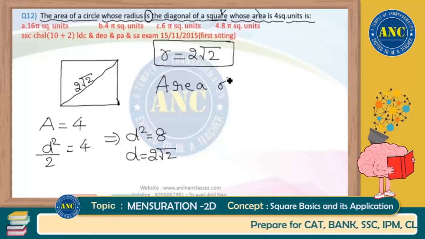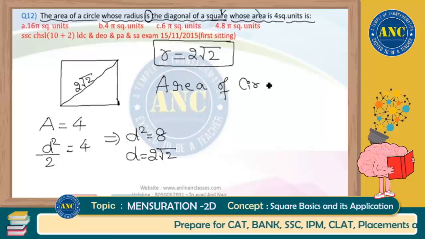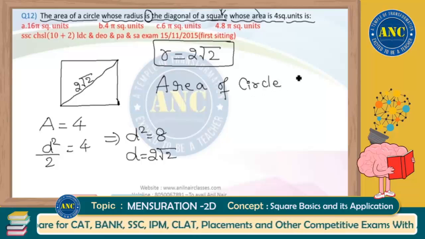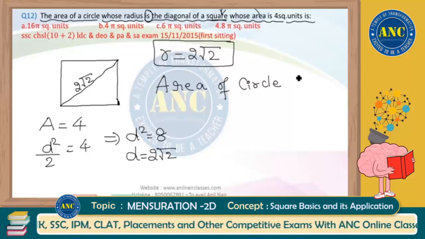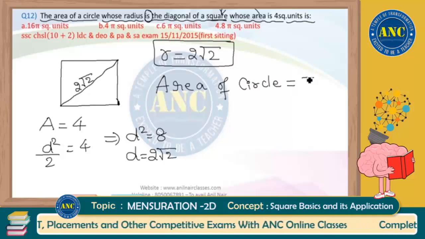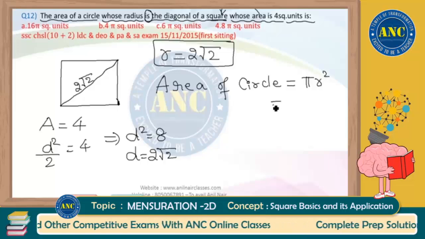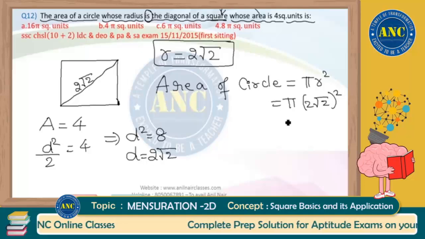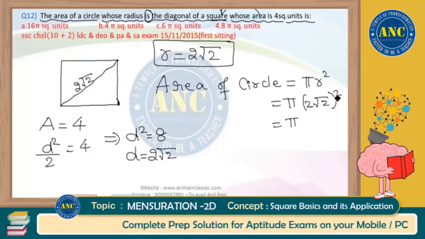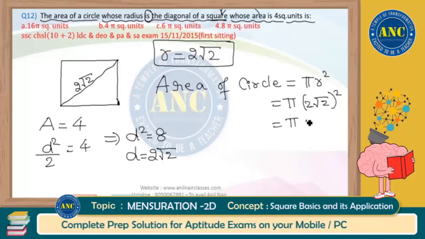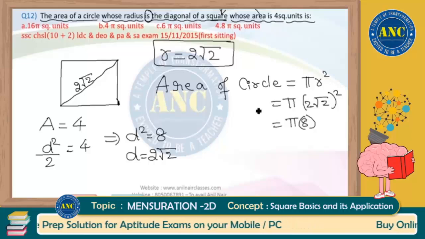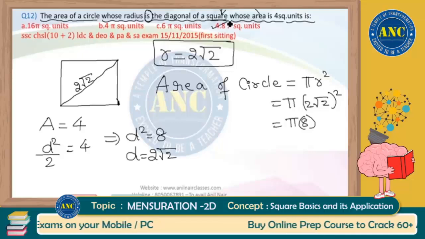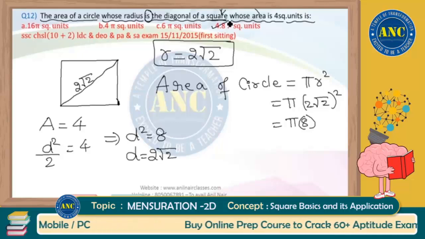They are asking you to find the area of the circle, right? Now can I say that area of the circle is nothing but pi r square? This is pi into 2 root 2 whole square. So this is pi into 2 square is 4, root 2 whole square is 2. It is 4 into 2, 8. So answer for this question is 8 pi square units, which is nothing but option 4.